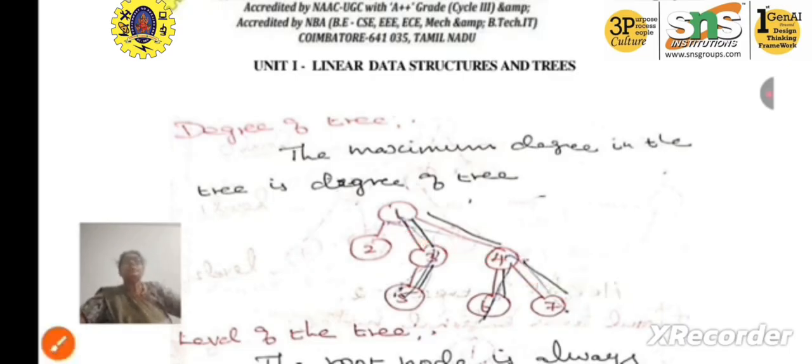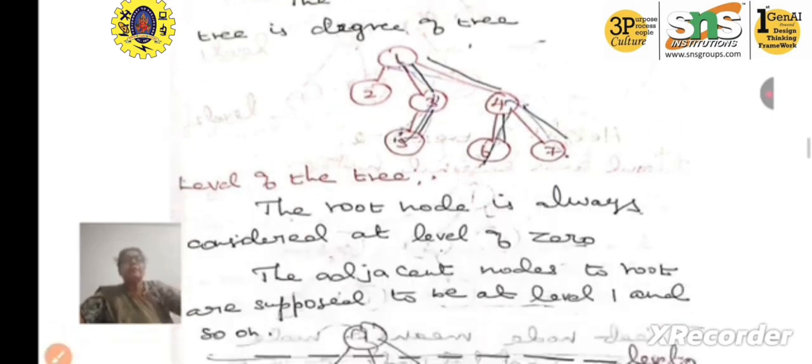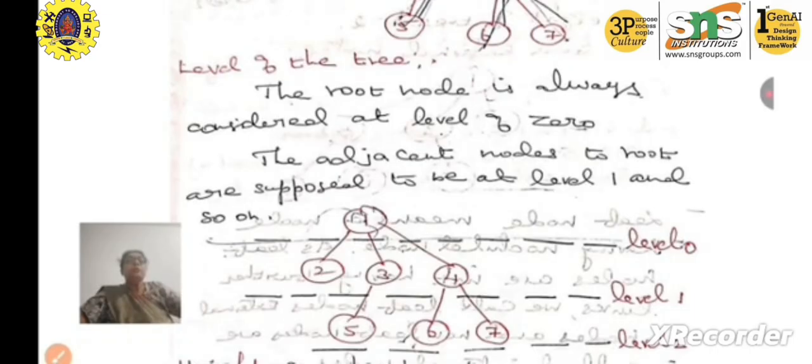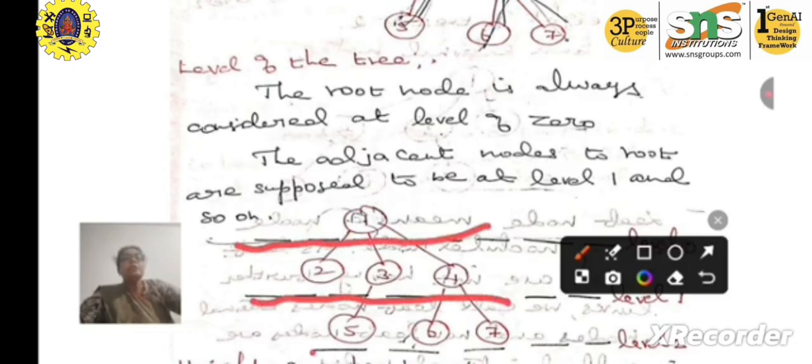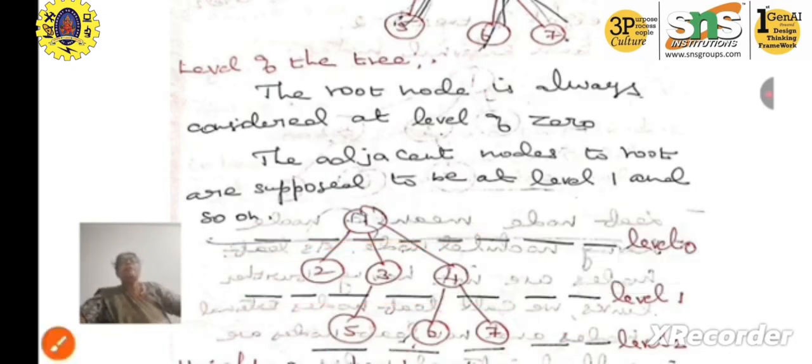The next one is the level of the tree. In the level of the tree, the root node is always considered at level 0. Next, the children are at level 1 and so on. For example, the root node is level 0. The next hierarchical node is level 1. The next node is level 2. This is the level of a tree.